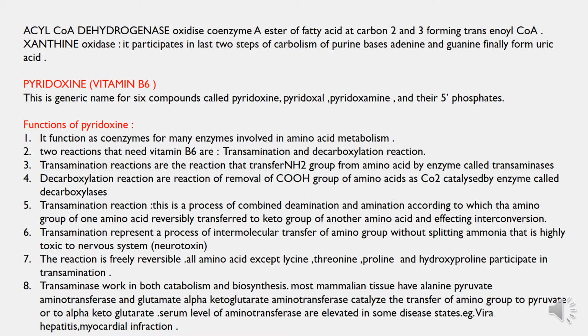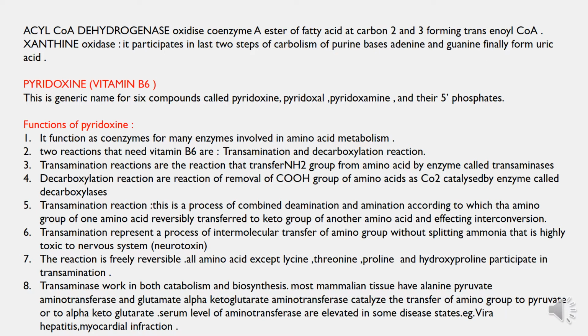Transamination represents a process of intermolecular transfer of amino group without splitting off ammonia, which is highly toxic to the nervous system, that is, a neurotoxin. The reaction is freely reversible. All amino acids except lysine, threonine, proline and hydroxyproline participate in transamination. Transaminases work both in catabolism and biosynthesis.